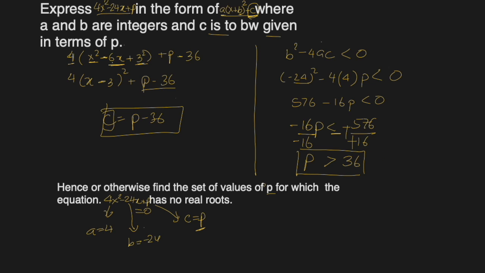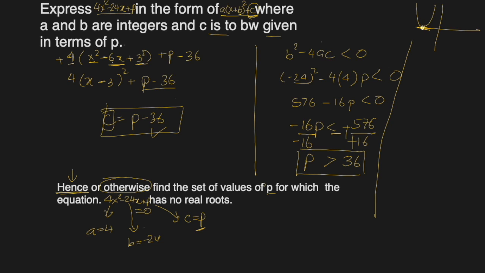So in this case we have taken the otherwise route. If you wanted to use the hence, it means use the answer we got earlier. So if you know this 4 is positive, that means this graph will be opening up, and if we don't want any solution, that means the curve, the vertex must be above 0, right?